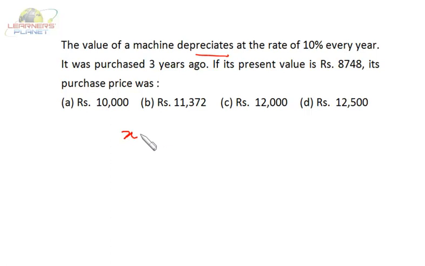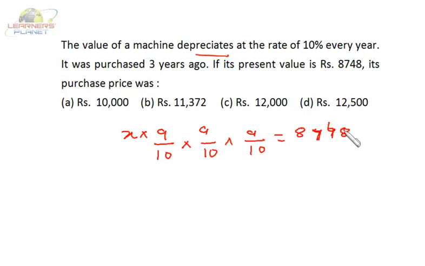After the first year, the value of the machine will remain 90%. After the second year, further there will be a 10% decrease in the previous year's value, and after the third year, one more decrement of 10%. So finally this calculation is 8748. Now we have to calculate the value of X. Friends, since all the options are in whole numbers, definitely this number 8748 will be cancelled by these 9s. Okay, let's do. 9 9s are 81, 9 7s are 63, 9 2s are 18.